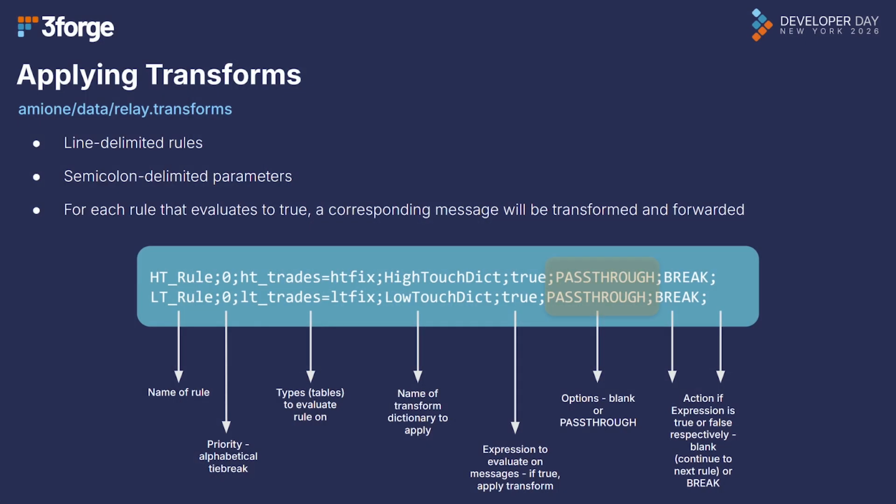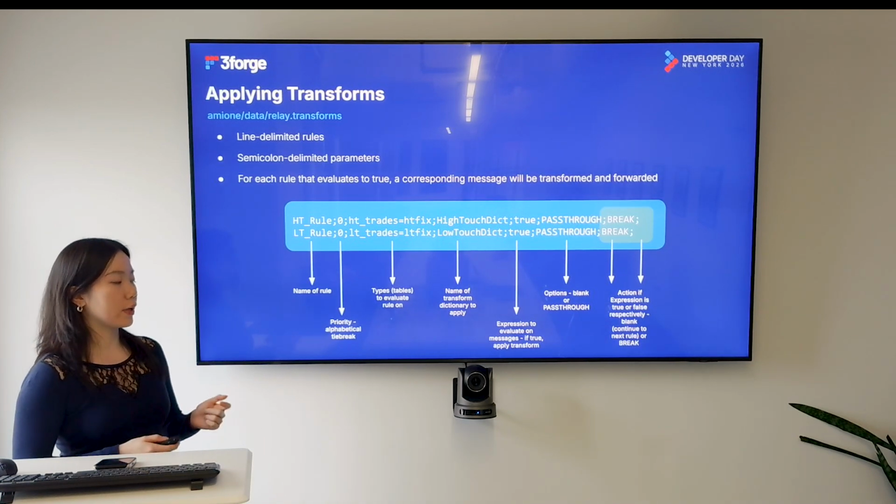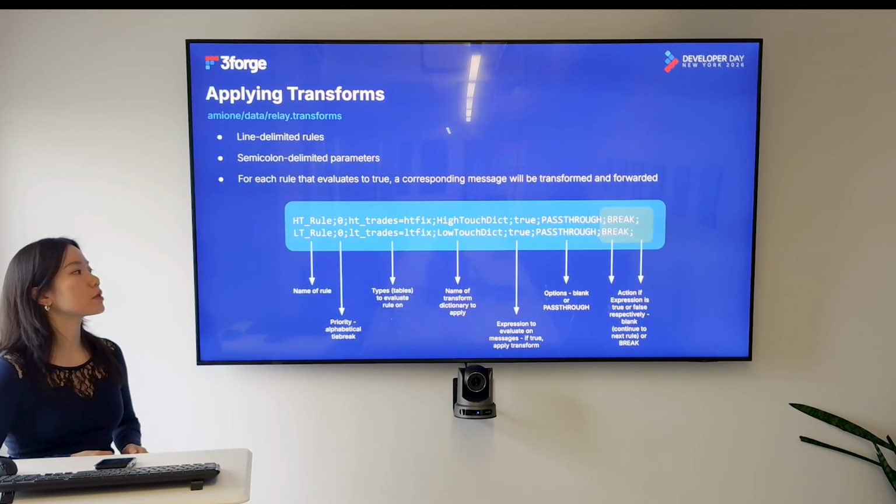Then you have options. Right now we only allow either blank or the pass-through option, which I'll explain more later. And then the final 2 parameters are the action to take if the expression is evaluated to true or false. So you can either continue by leaving it blank or break, which will stop evaluating rules.